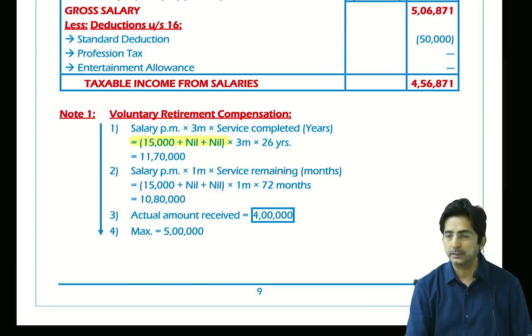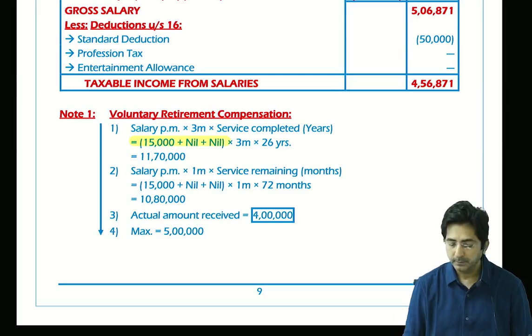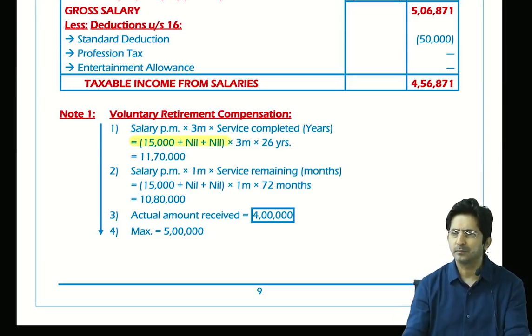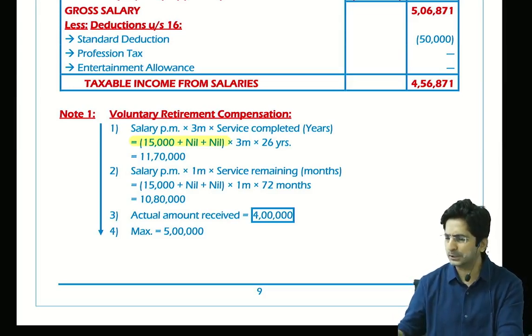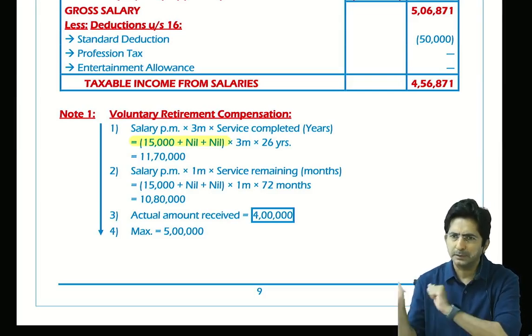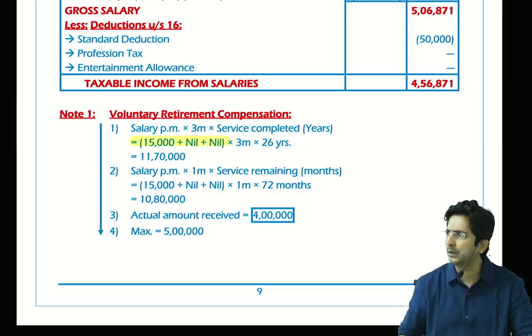And then the second amount is same salary per month into 1 month into remaining service. What was the remaining service? It was given as 6 years, but we want it in months. So 6 years into 12, that is 72 months. See, the formula is straightforward. In the question you are just playing with the figures. You have to simply substitute the figures in the formula.